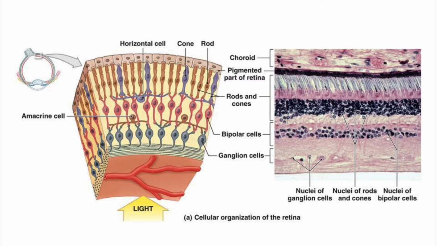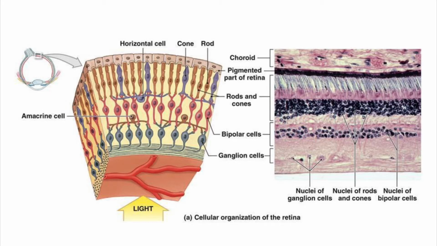Cones make up your color vision, and they have low sensitivity because they are active in places where there's a lot of light. They are less numerous, and they are mostly found in the central retina, which is basically all the space that is close to the optic nerve.